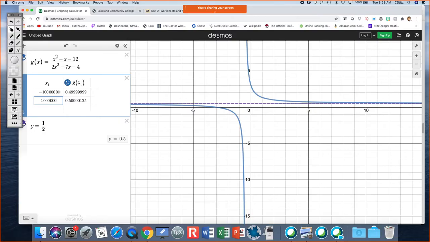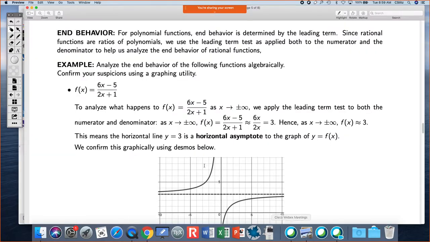So hopefully you see the end behavior. It's the same concept as in chapter 2, and we're using what we learned in chapter 2 to help us with it. All right, that's just kind of how math goes.